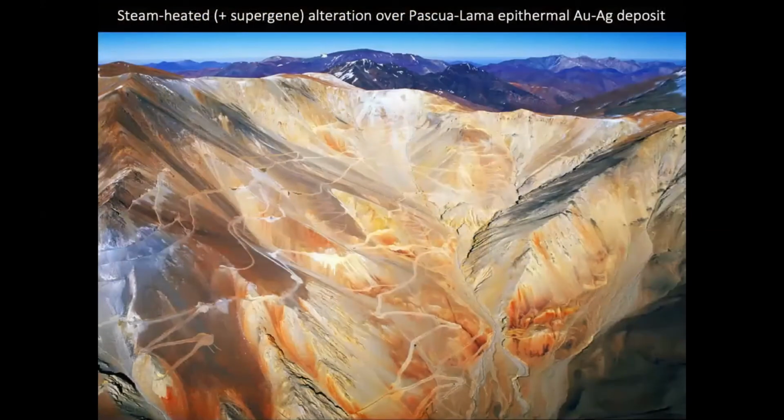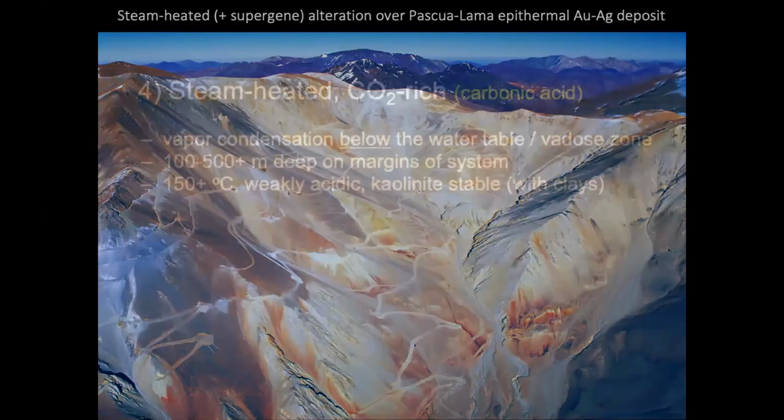And we see that elsewhere. For example, this is Pascua Lama in Chile and Argentina, along the frontier. There are extensive areas of steam-heated alteration formed at the time of the Pascua deposit, and then subsequent erosion and deeper supergene oxidation of deeper sulfides below the steam-heated alteration. So this occurs in many environments around the world.